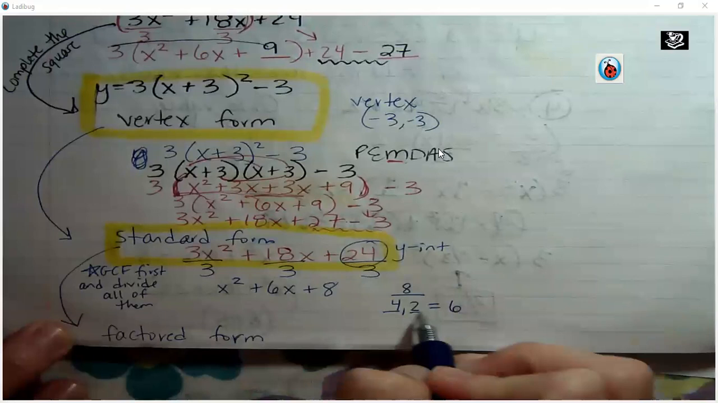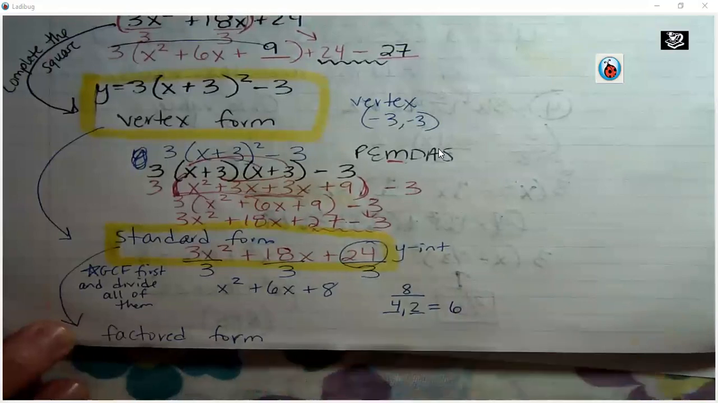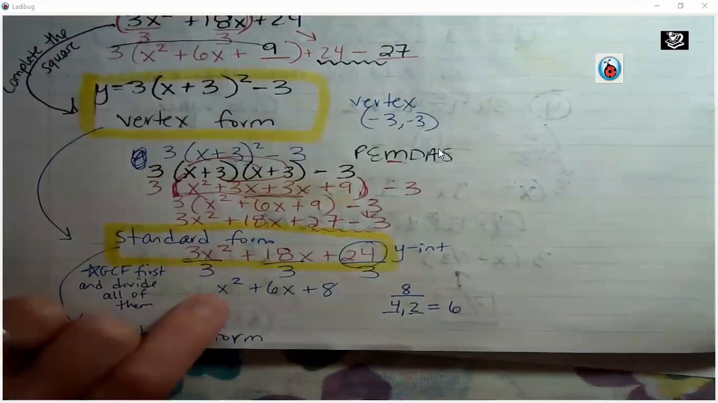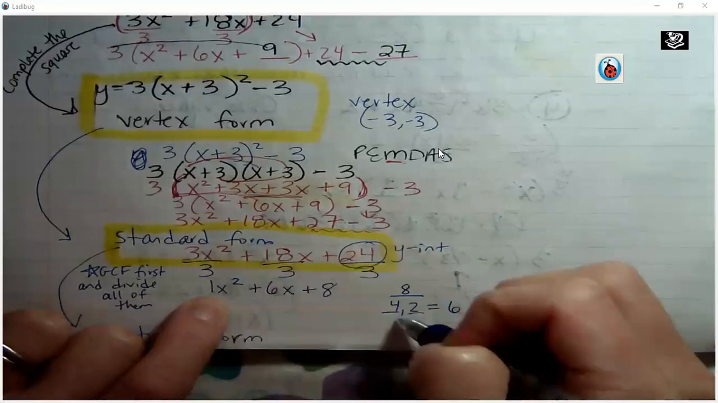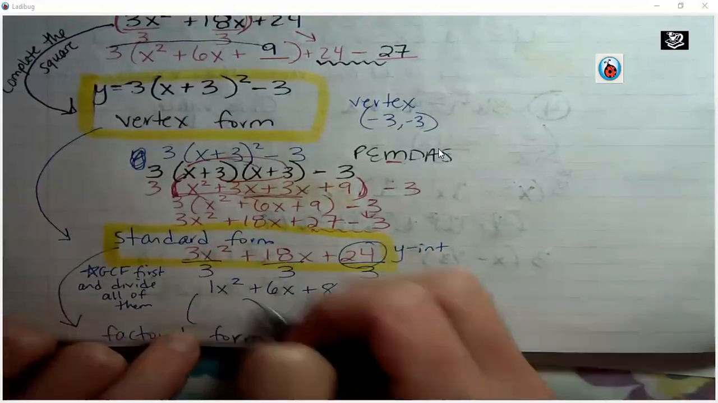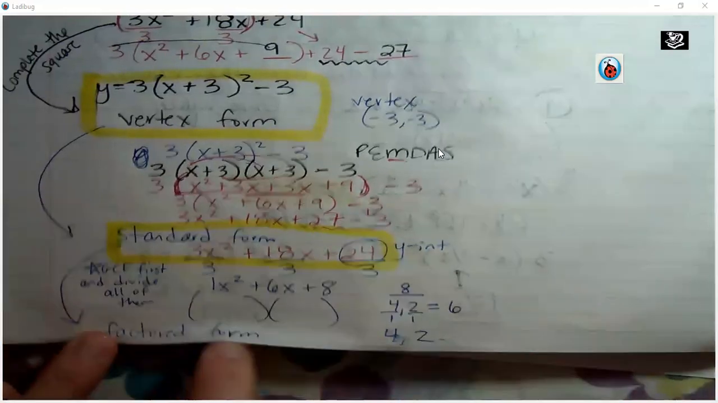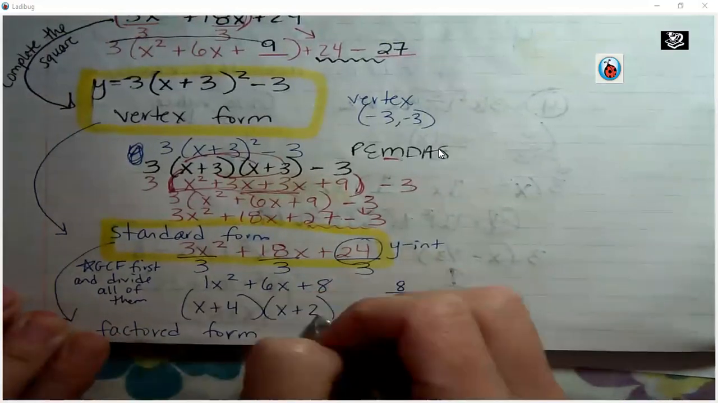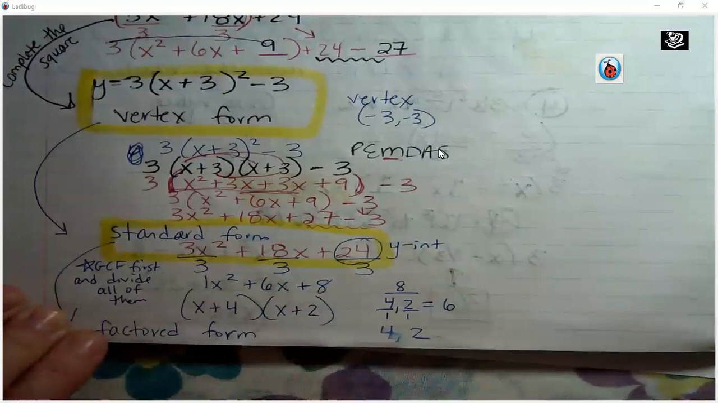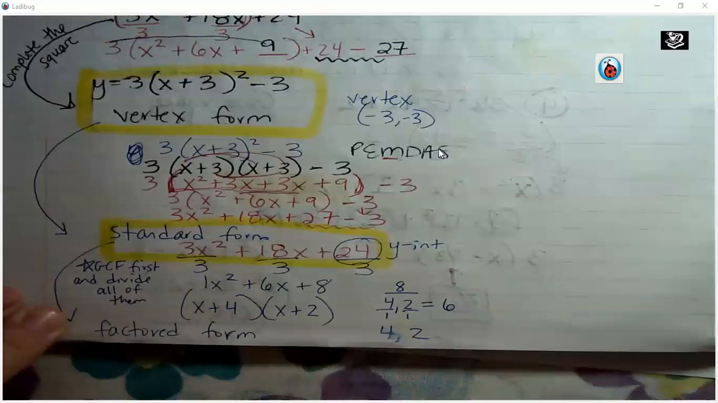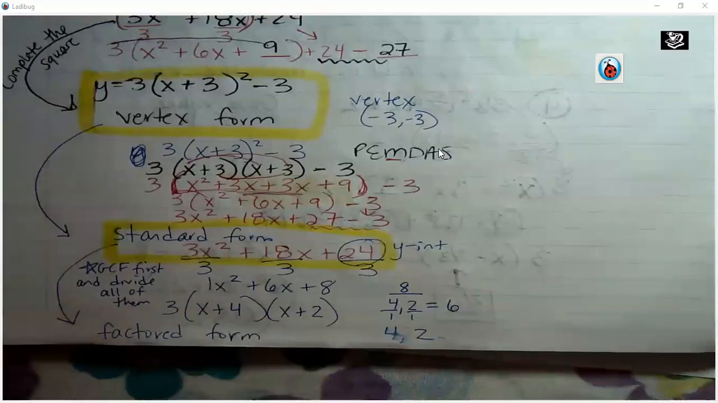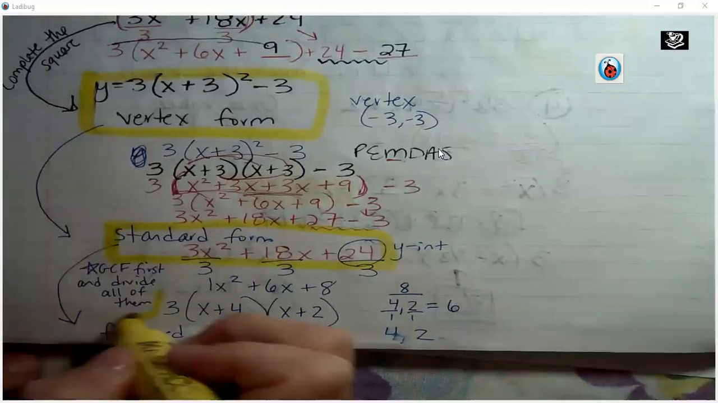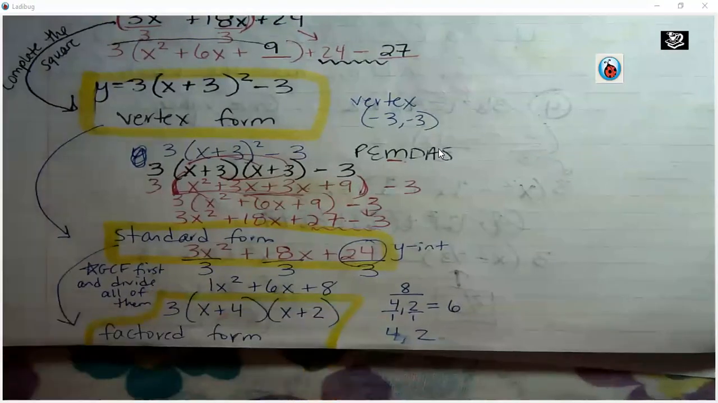These, what do I have to divide them by? A. And in this case, A is 1. And so it does not change them. Factored form is the one with the parentheses. So it's x plus 4 and x plus 2. What else do I have to remember to put? A outside. You have to put 3 on the outside of the parentheses. Very good. All right, so that is your factored form.